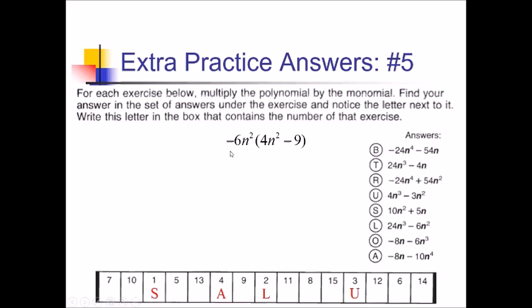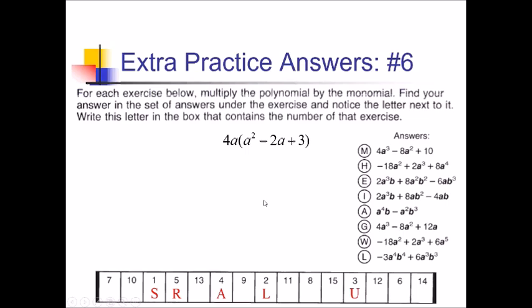For this problem, we're distributing negative 6n squared to everything inside this parentheses. Distributing to the first term, 1 factor at a time, we have negative 6 times 24, that's negative 24. N squared times n squared, we have to add the exponents. 2 plus 2 is 4, so n to the 4th. And then negative 6n squared times negative 9, well, negative 6 times negative 9 is a positive 54. And we still have this n squared along for the ride. So negative 24n to the 4th plus 54n squared, that's choice R right here. So that's going in the box number 5.